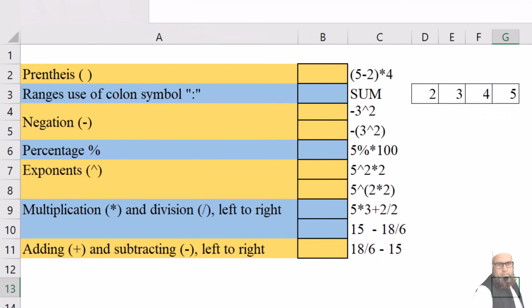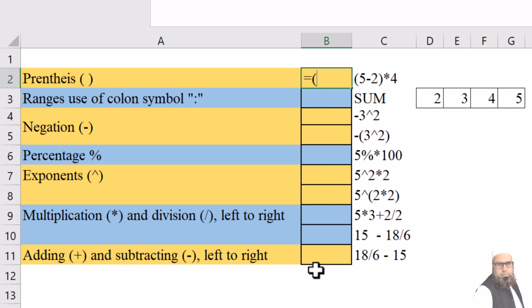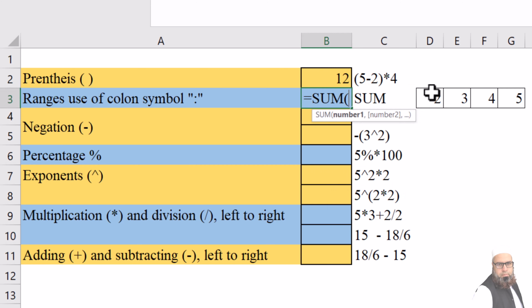Let's have some examples. We have 5 minus 2 multiplied by 4, but with 5 minus 2 in parentheses, so we start the parentheses: 5 minus 2, multiplied by 4. Microsoft Excel will solve the parentheses value, that is 5 minus 2, that is 3, multiplied by 4, the answer will be 12. Then range functions will be used. Simply we can calculate the sum of values. Microsoft Excel will first compute the sum, then perform any other functions.